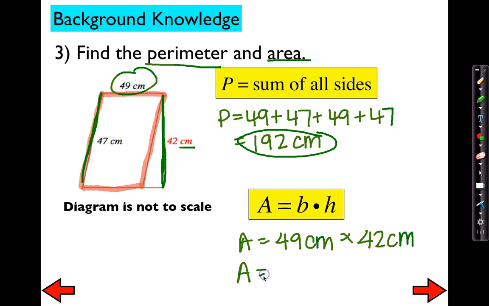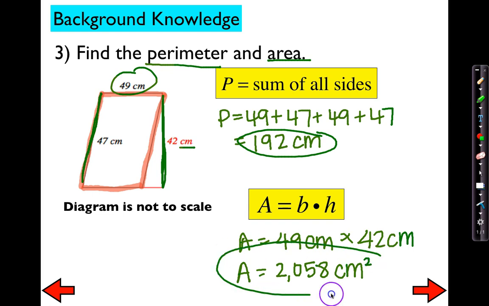When you multiply that all out, you should end up with 2,058. So notice here, it's centimeters times centimeters, so that's why we have centimeters squared. And that is our answer.